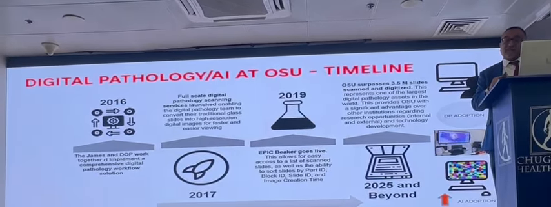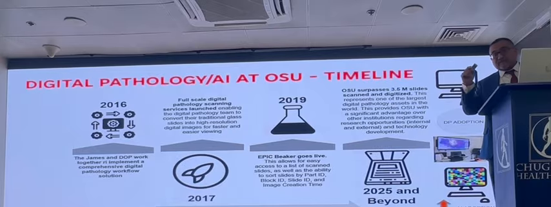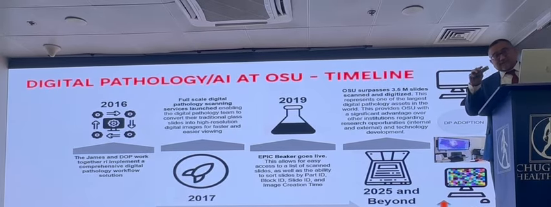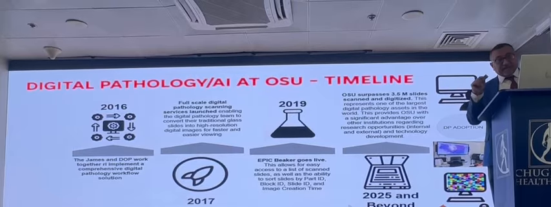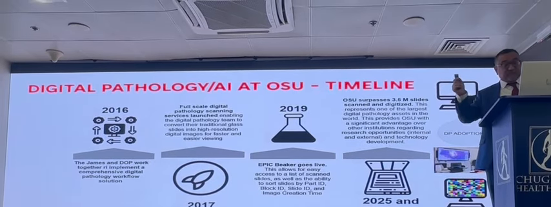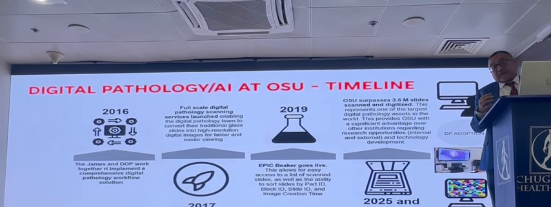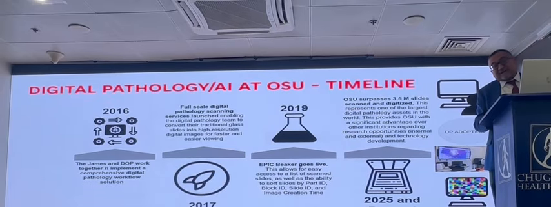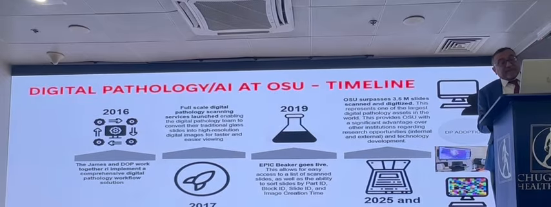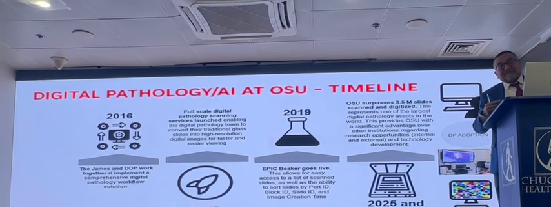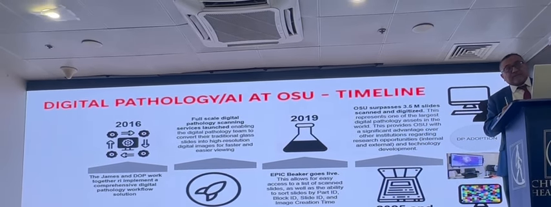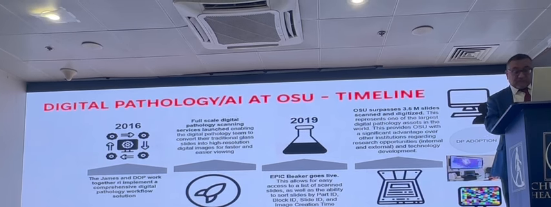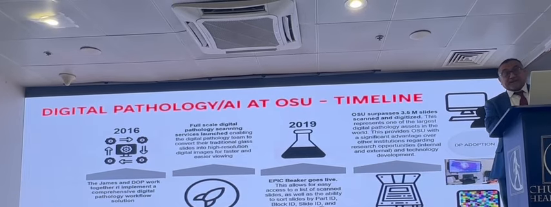2018, we signed out our first case with no glass slides. 2019, we moved to EPIC system, Beaker system. And then we were on COPAT before that. And then now in 2025, we have greater than 95% adoption. We have gone beyond scanning. We are experimenting with virtual staining. We are building and using AI tools. So this is just the beginning, right?